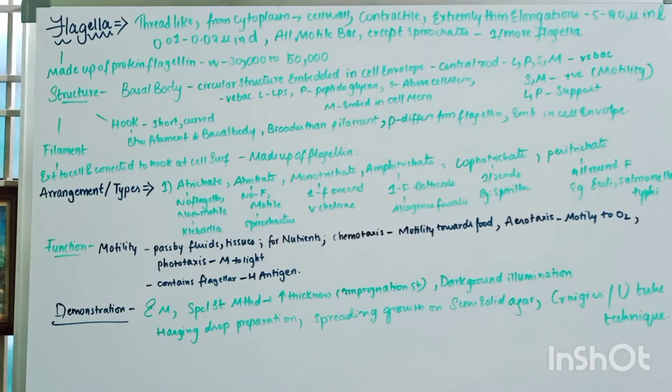Next, how can we demonstrate the flagella? By electron microscopy, or special staining methods that increase the thickness by impregnation staining. Impregnation staining adds silver to the bacteria, increasing the thickness so you can see them. Next, dark ground illumination, hanging drop preparation, spreading growth on semi-solid agar, or by Craigie's or U-tube technique.